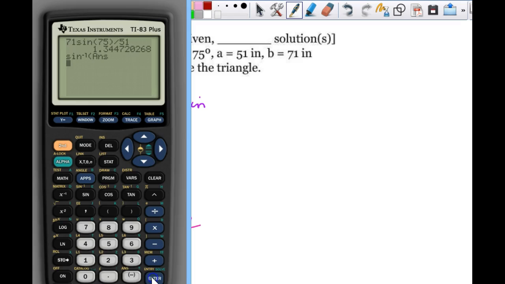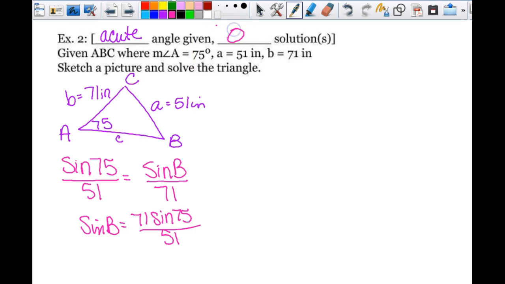But if I quit, why do you think it doesn't work? Because it's more than one. Look at these graphs over here. Can sine, the y value for sine, be greater than 1? No, you can't, right? So here, you can't take the sine inverse of anything greater than 1. So this is the case where it gives you 0 solutions, and that's because the sine of B is greater than 1.